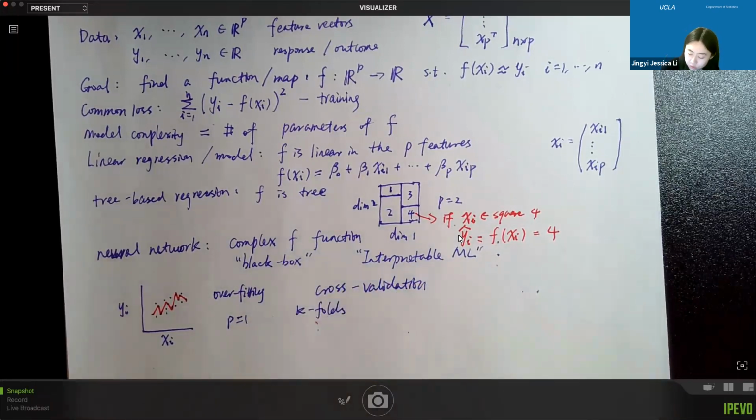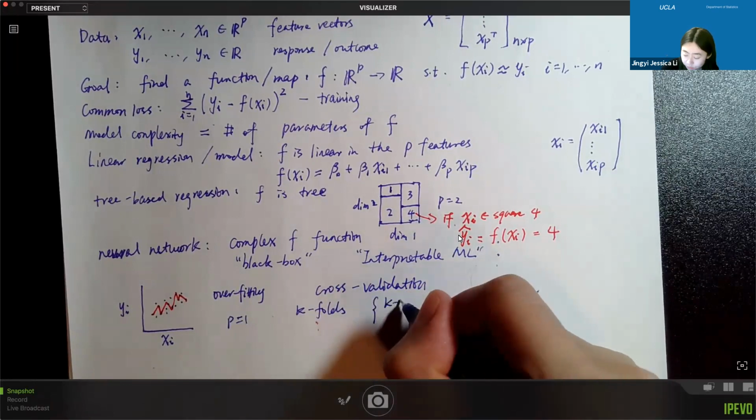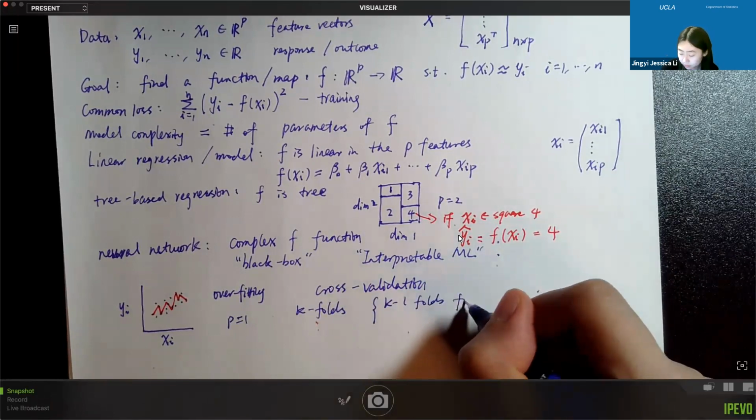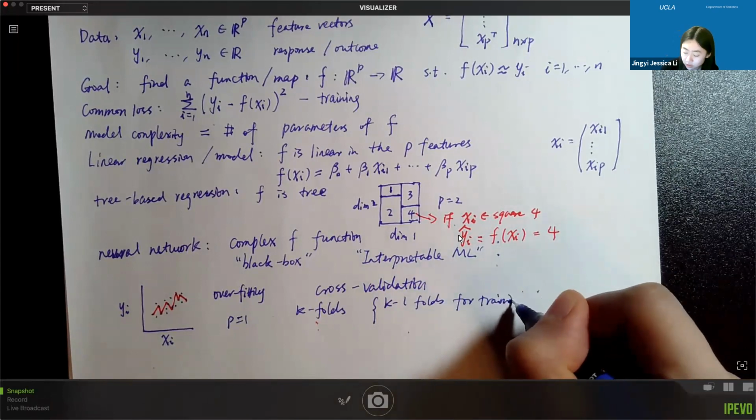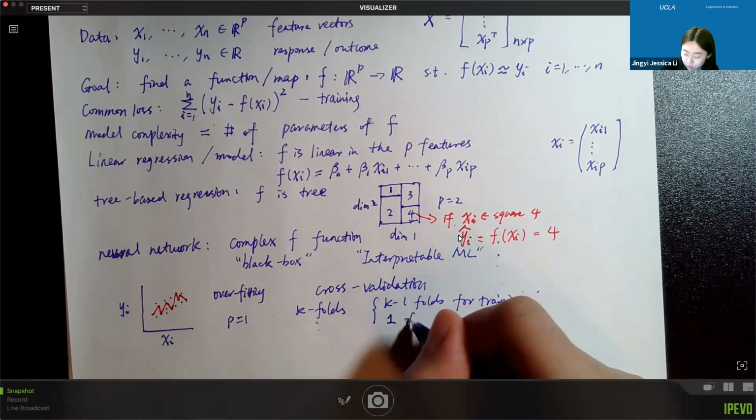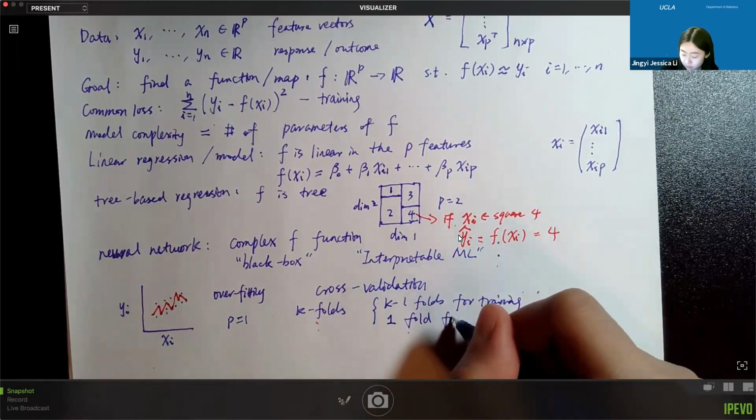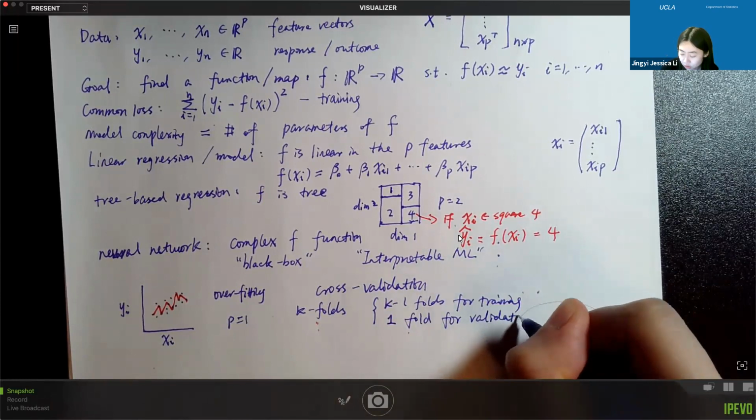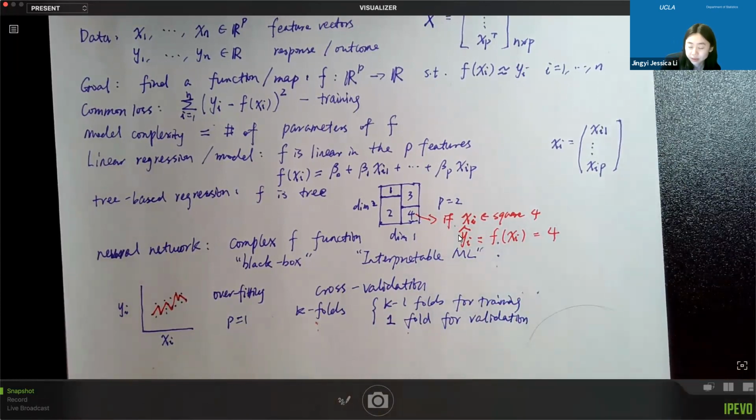And each time you use k minus 1 folds for training and use the remaining 1 fold for validation. That's what the term cross-validation comes from. So then what does it mean? It means that, let's say k equals 5. So I use 4/5 of data to train a model. I apply the trained model to the 1/5 data to calculate the error, the loss. Then I do that in turn, for every fold will be left for validation once.